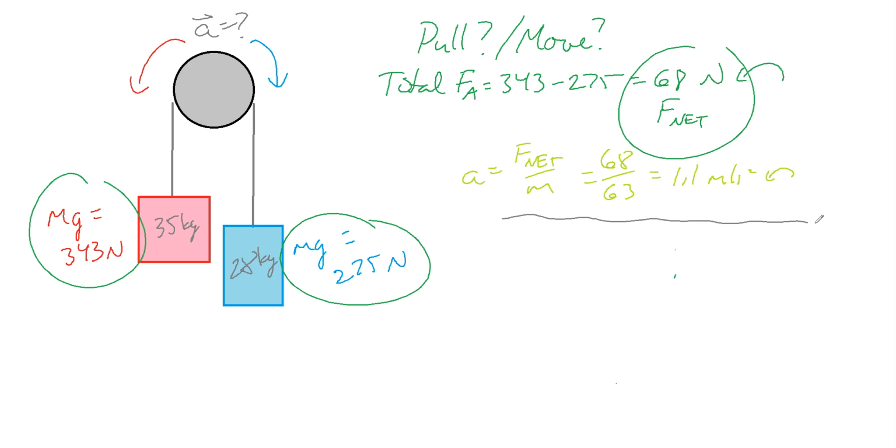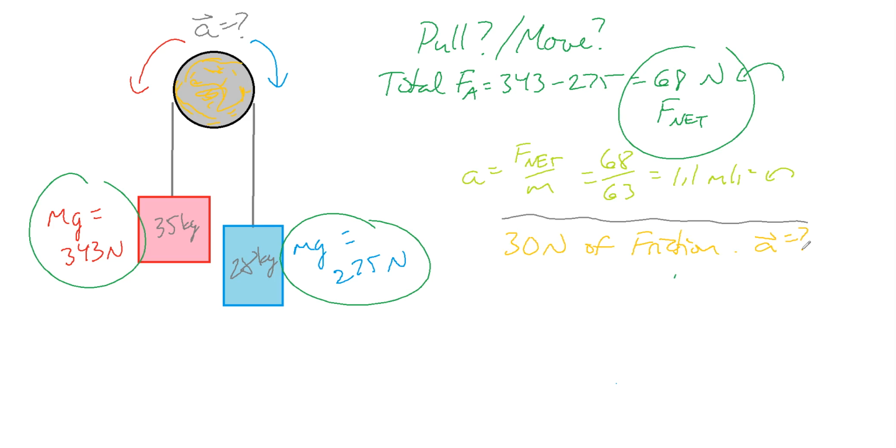Maybe there's a little rust in the old pulley here, so it's got some friction problems, squeaking a little bit. So let's incorporate some friction into here. Suppose we've got 30 newtons of friction in the pulley. So what would the acceleration be now?